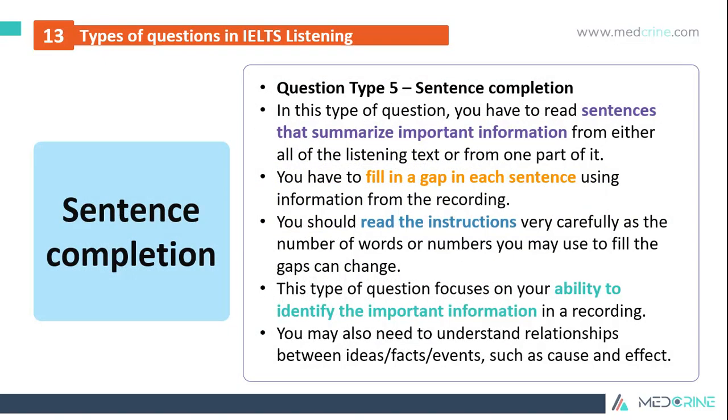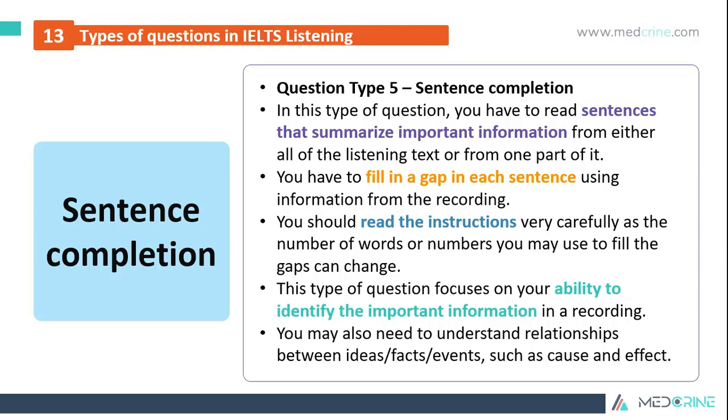The fifth type of question is the sentence completion. In this type of question, you have to read sentences that summarize important information from either all of the listening text or from one part of it. You have to fill in the gaps in each sentence using information from the recording.